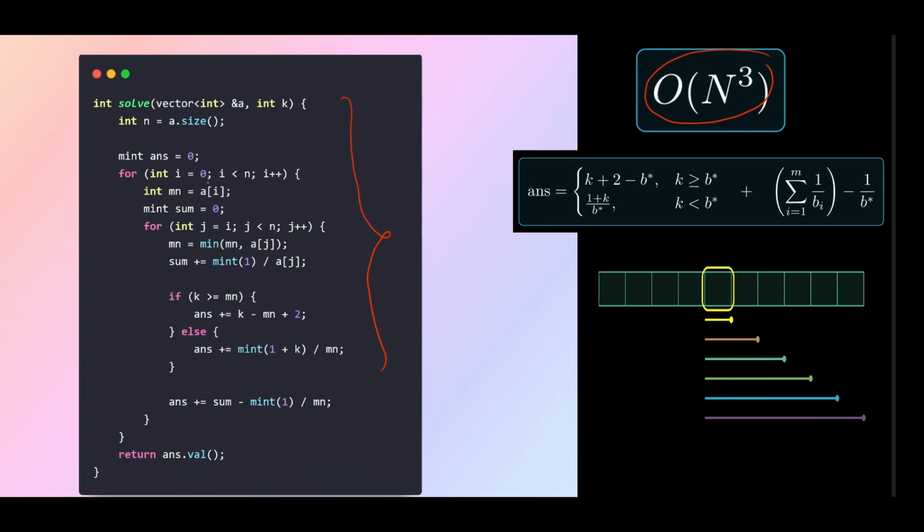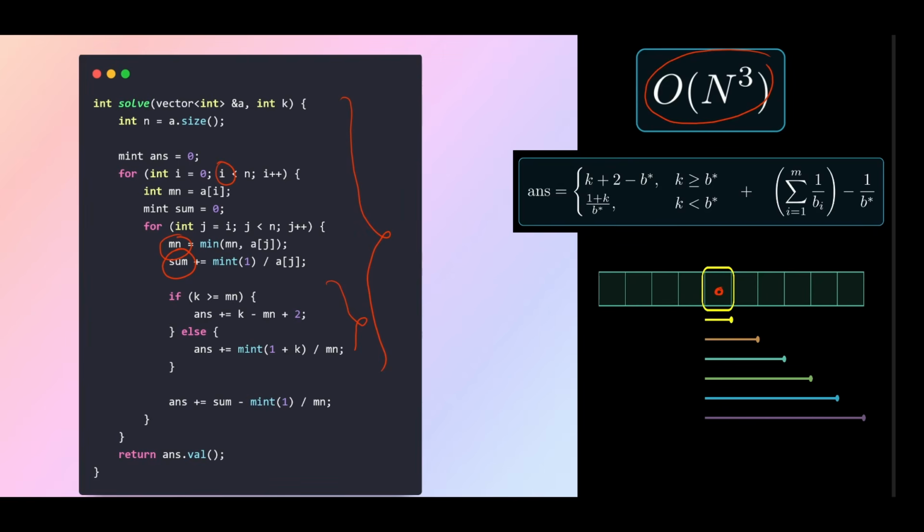And what is this? We are just fixing I, the same strategy that we discussed. We are fixing I, and then we are keeping a running minima in the variable min, and a running sum in the variable sum. And the rest of the formula I have not changed. That is exactly the same.